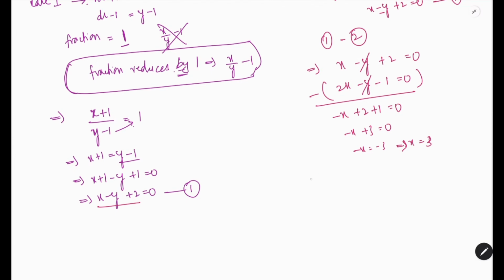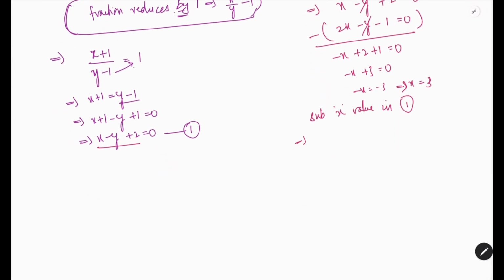We will substitute the x value in the first or second equation. Substitute the x value in the first equation. Here x is 3, so 3 minus y plus 2 equal to 0. Here 5 minus y equal to 0, y equal to 5. We got x equal to 3 and y equal to 5. So the fraction is equal to x by y, that is 3 by 5.